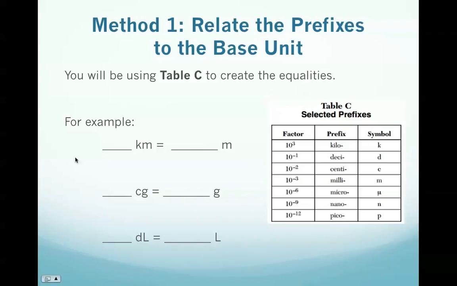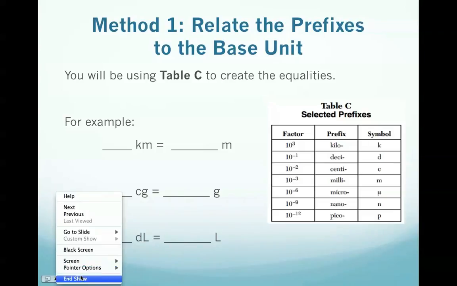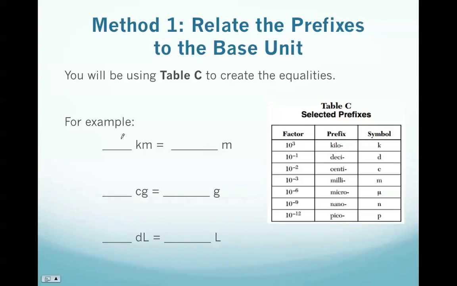The trick to doing this, let me open up the pen option quickly, is that you're going to be working with the prefix and then the base unit. What you're going to do is always put a 1 in front of whatever unit you're working with that has the prefix. Then you're going to go to Table C and look up that prefix, kilo in this case. 10 to the third. That means that my 1 times 10 to the third is equal to 1,000.